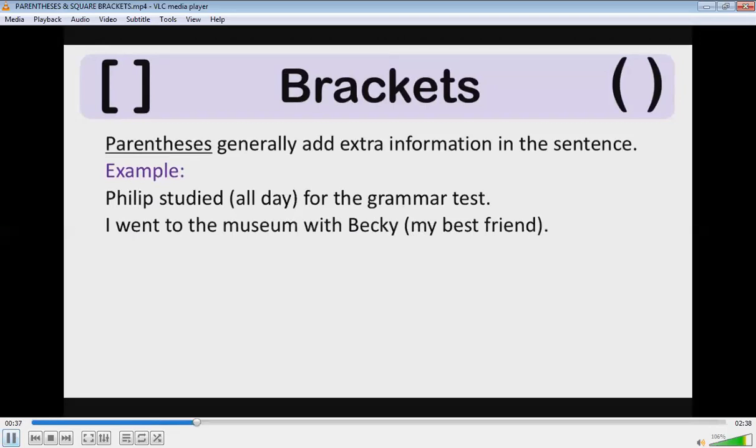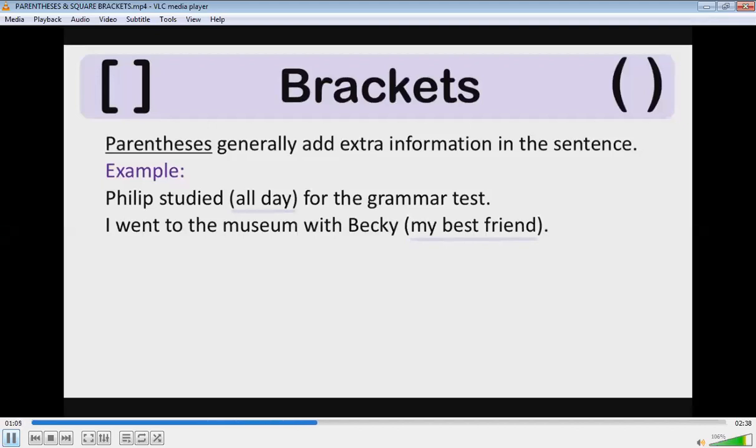So let's continue. The sentence should still make sense if the bracket element is removed. For example, if we remove all day, Philip studied for the grammar test. The sentence still makes sense. In the second example, if we remove the bracket element, we're left with, I went to the museum with Becky. So the sentence still makes sense.